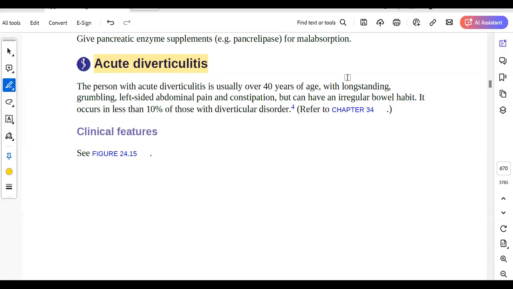Then acute diverticulitis. Acute diverticulitis is common in a middle-aged patient. It is usually above 40 years of age, and they usually give you a history of constipation.